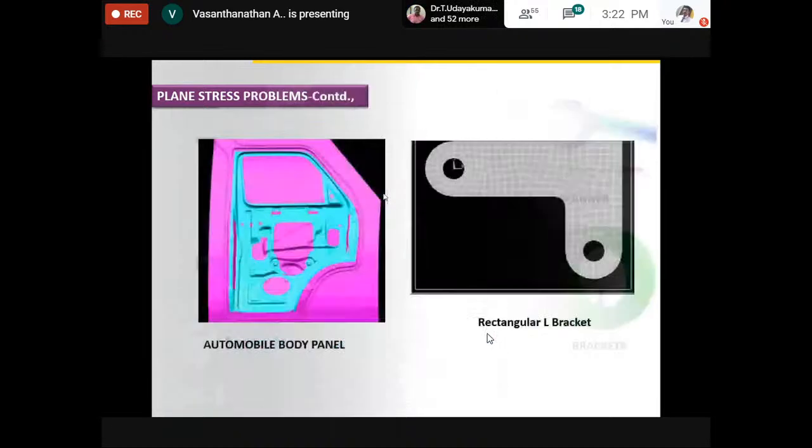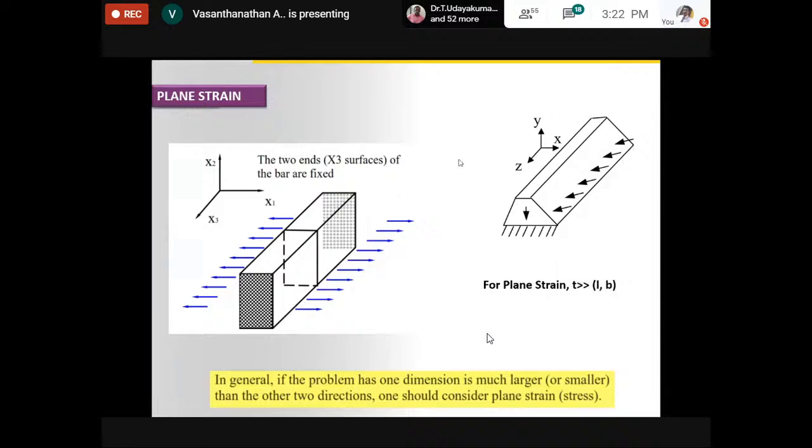Now coming to the intelligent assumption here. This is a very large, massive structure. So strain along this axis will be 0. Already it is a massive structure, a very long structure. So strain will be 0 along the length of this component. That's why it's named the plane strain problem.